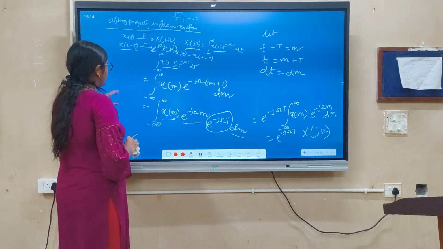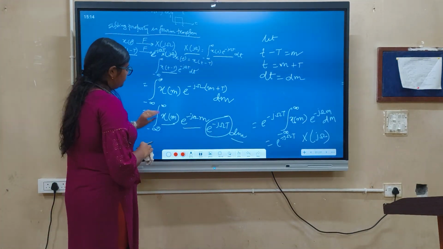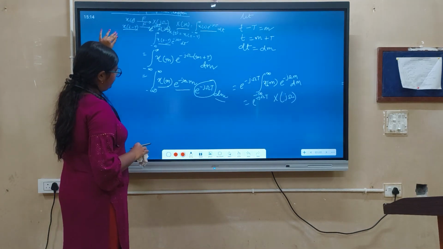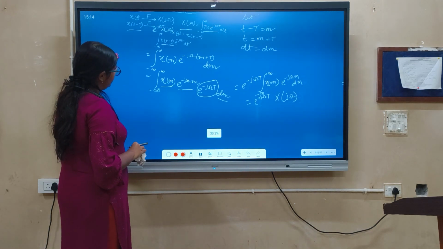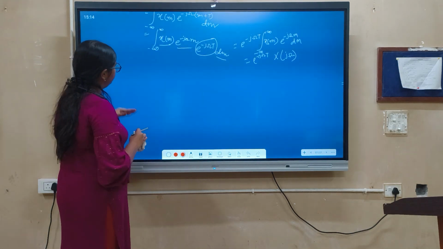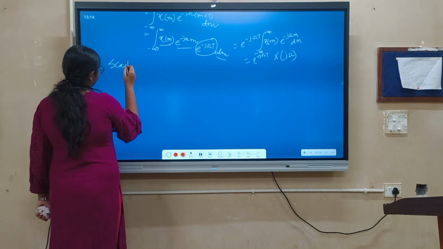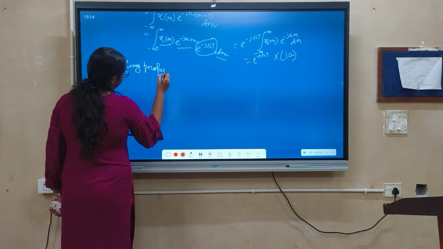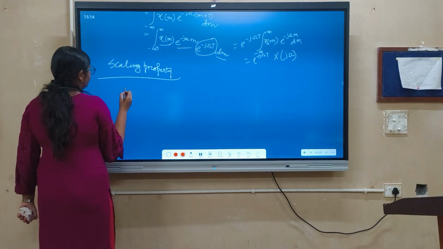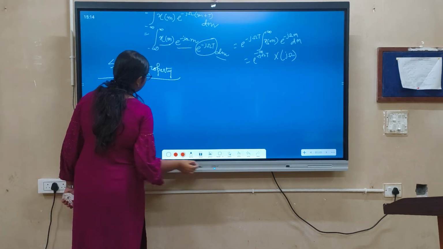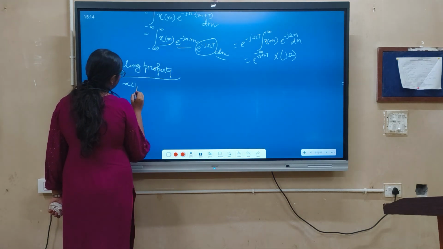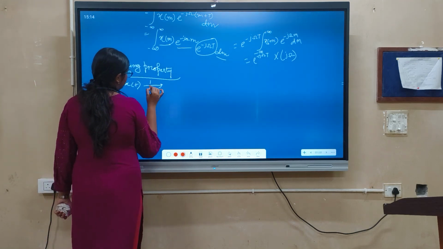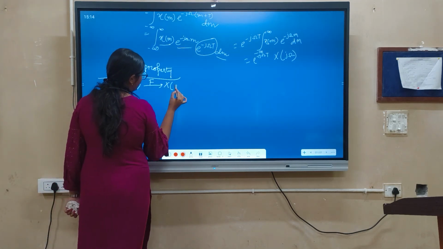Now we will check another property, that is the scaling property. We will check the scaling property. We know again x of t implies, under Fourier transform, we get X of j omega.